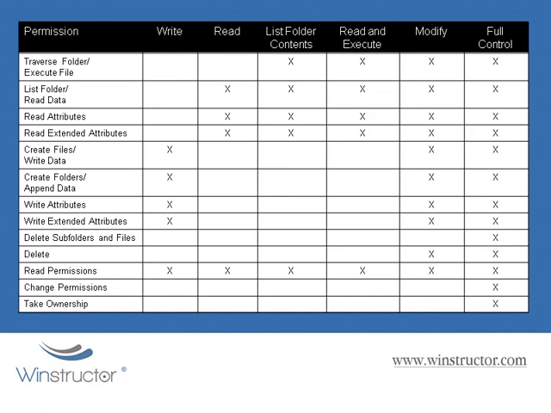Now, the best way to read this table is to read down the columns. So let's take the read and execute column. A user or group that has been assigned the read and execute permission for a file or folder then has the following permissions. They can traverse folders and execute files. They can list folder contents, meaning they can browse the contents of the folder, and read data, meaning they can view the file's contents. They can read the attributes of the file or folder, and these are things like viewing the archive bit and read-only, hidden, or system files.